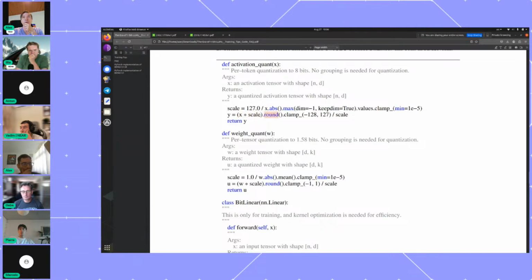The difference here would be that the output of this is not, the mean is not 1. The mean absolute value now is 127. So when you round it, you will round it to something between minus 127 and 127, and then you clamp it. And again, divide by scale. This is something that potentially will be done as a separate step.